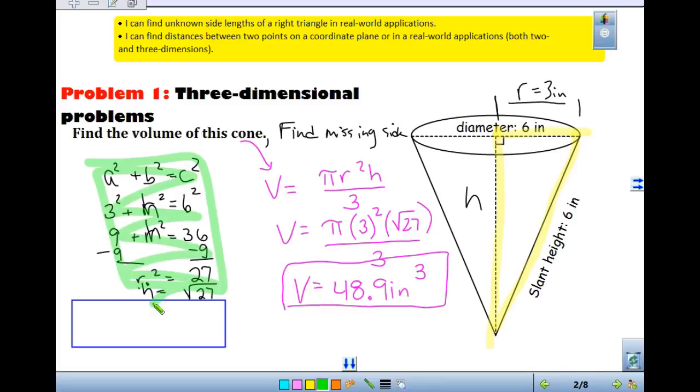For those of you who are just going to write the volume formula, no, put all of that down. Okay, so the answer is 48.9 inches cubed, as we are looking at.